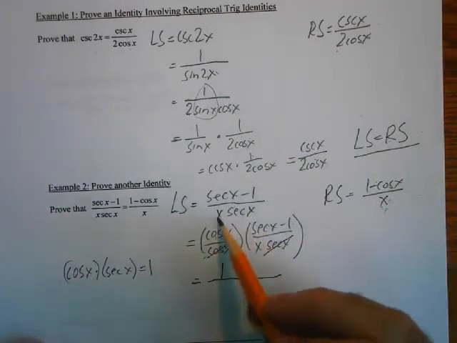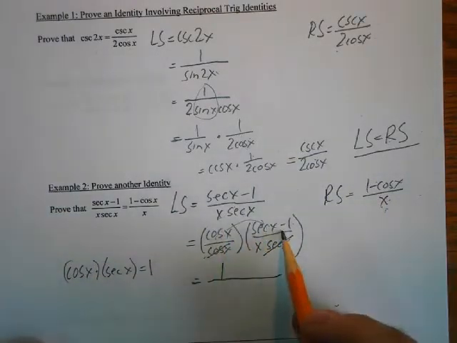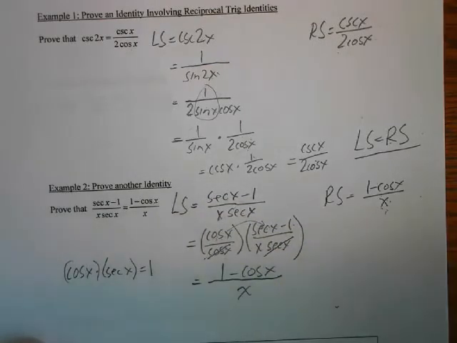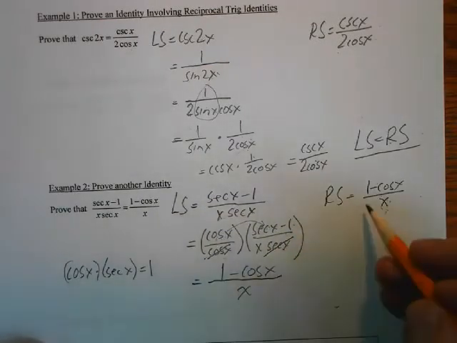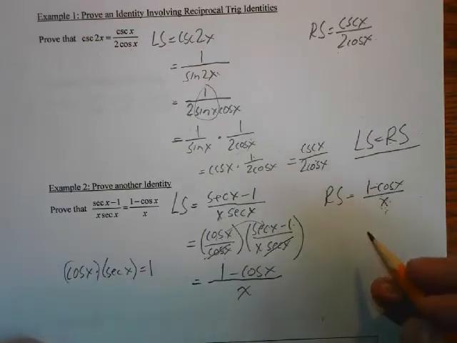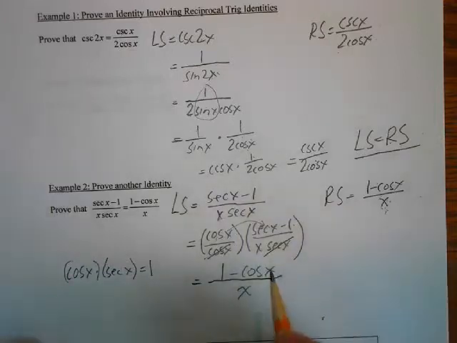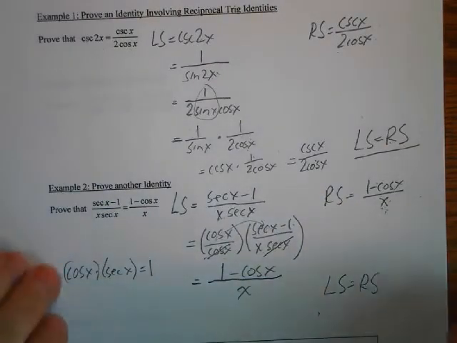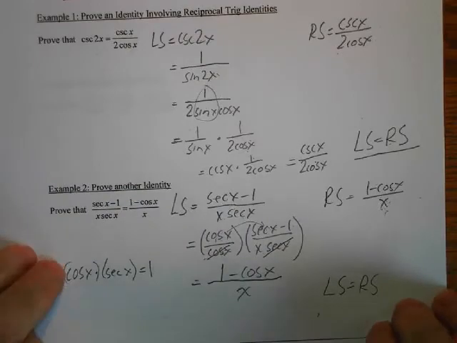Sorry, we get a 1 from this, and then we get minus cos x over x, and ta-da, without even realizing it, we created the right side. So that's great, and that will happen. Sometimes you're just trying to clean up the bottom, like we were with just leaving the x, and everything else just falls in place on the top. So that's great news. That means we're done. We've got the left side equal to the right side. Okay.